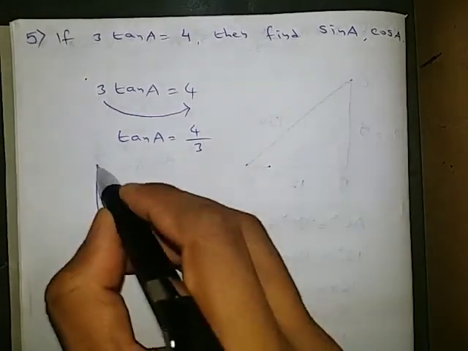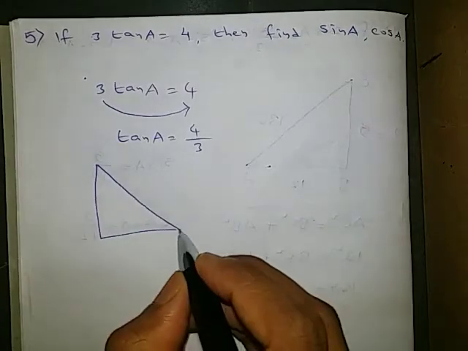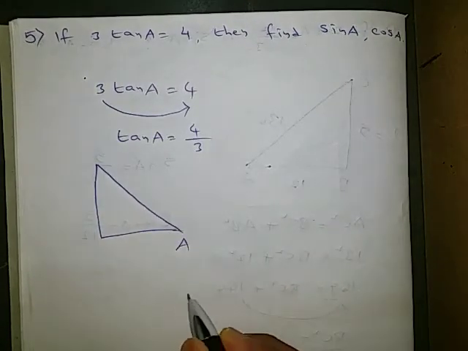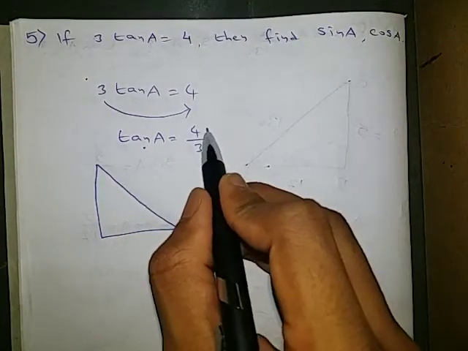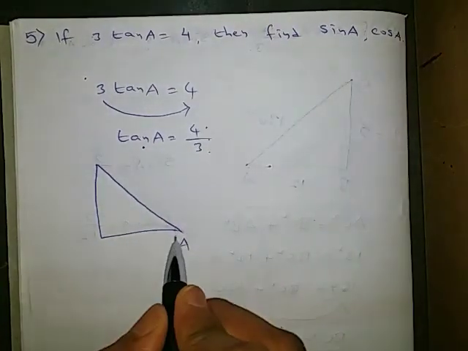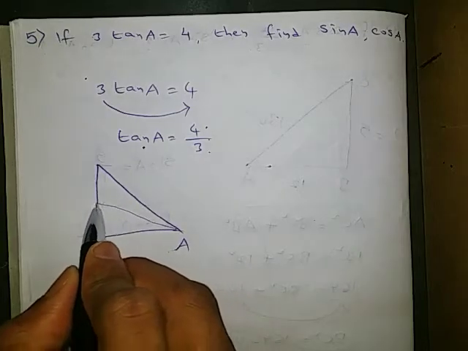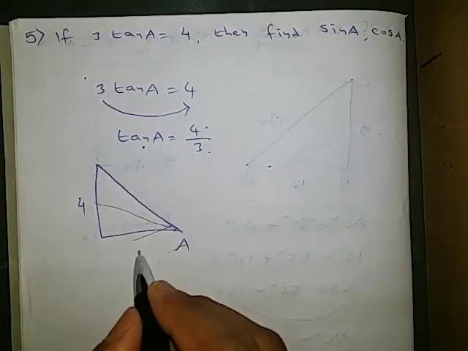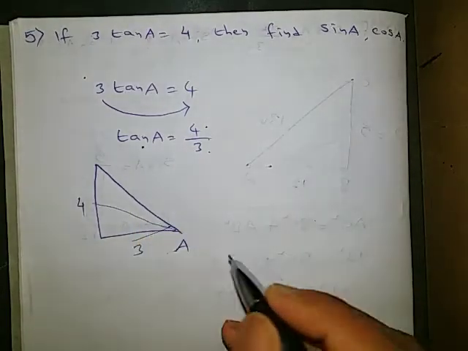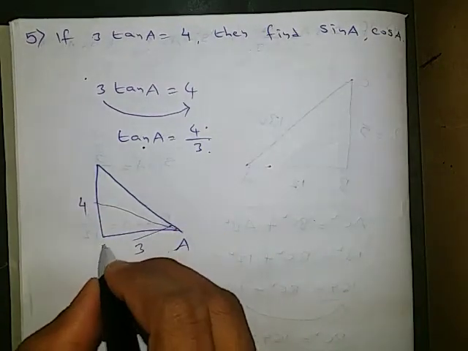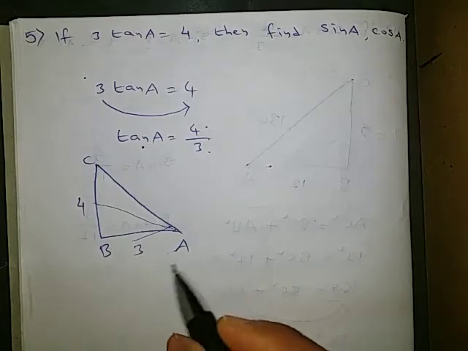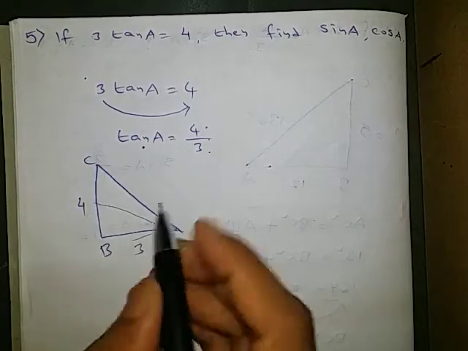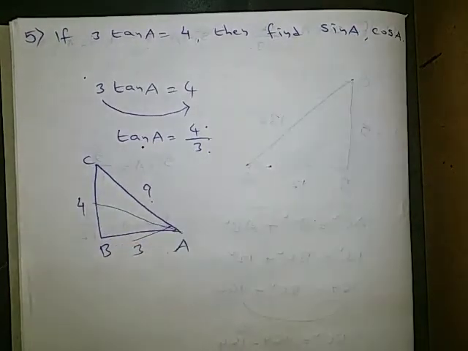Now I will draw the right angle triangle. Somewhere I am taking A. Now tan is opposite by adjacent. So for this angle A, the opposite is this side, 4, and the adjacent is this side, that is 3. Now I am writing the remaining names also, this one B and this one C. So the total triangle is ABC. Now this 3 is given, this 4 is given. So first we need to find out this AC side.